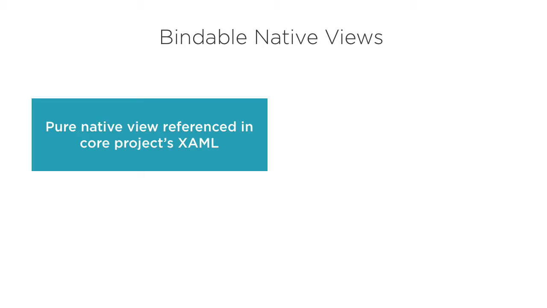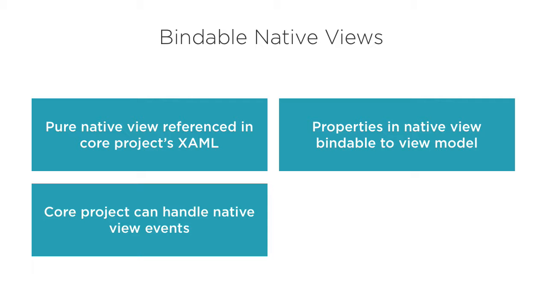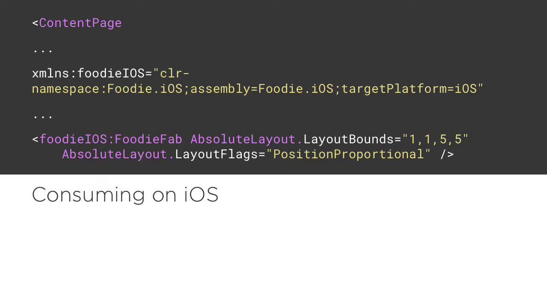Bindable native views are 100% native, or completely iOS, Android, or UWP controls that can be accessed from the core project XAML files. Properties in the native view that control display, things like color or text, are bindable in the view model. No work on your part needs to be done in order to make this happen in the native view. The core project can even handle events surfaced from the native view. And it is possible to invoke constructors and static factory methods on the native view, but you cannot invoke regular instance functions. This is how you would consume a third-party iOS-specific control from within Xamarin.Forms.